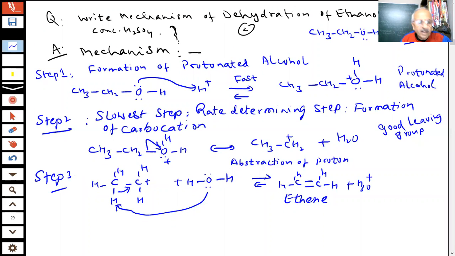If students write this, they will get 2 marks in the examination. Note down, students, this is an important question for this year's exam also. I'm telling you, the mechanism is always given in the paper. Earlier also we have discussed a mechanism. These reactions proceed through formation of a carbocation, as you can see. And the 3 steps are not difficult: protonation, formation of carbocation, elimination of the H plus.